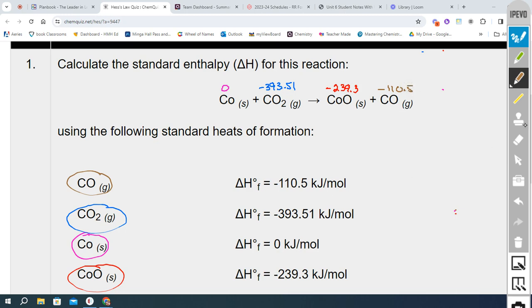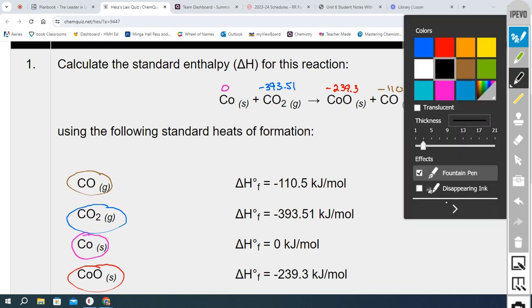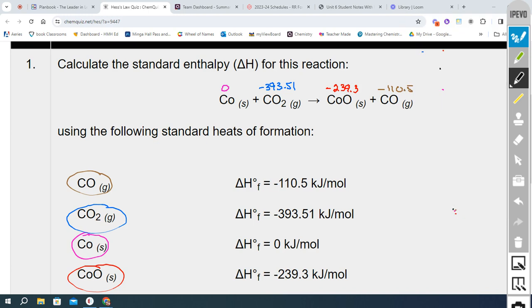So far, so good. Now, what was the formula? Sum of the products, subtract sum of the reactants, correct? So the sum of the products would be this guy, the sum of reactants would be this guy. So over here should be negative 393.51 total. On the other side, we're going to take that 239.3 and subtract the 110.5. So that's negative 239.3. Sorry, it's a sum, so you add that to a negative 110.5 equals. So now this side is negative 349.8.